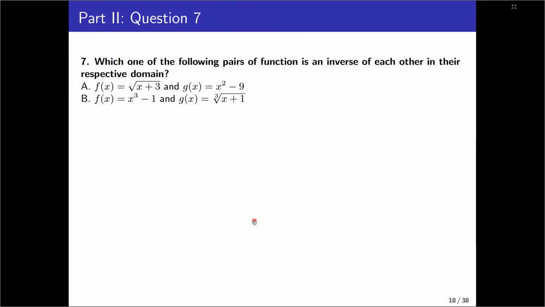Question number 7. Which of the following pairs of functions is an inverse of each other in their respective domain? Here, A is given to be f of x equal to the square root of x plus 3, and g of x is x squared minus 9. B: f of x equal to x cubed minus 1, and g of x equal to the cube root of x plus 1.